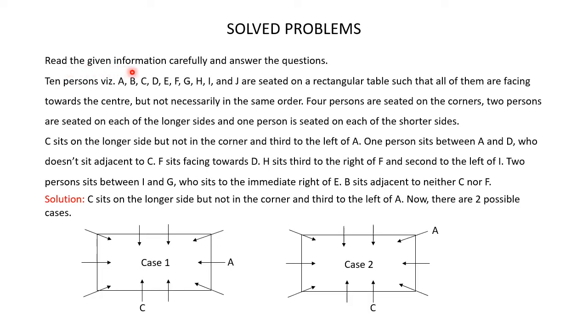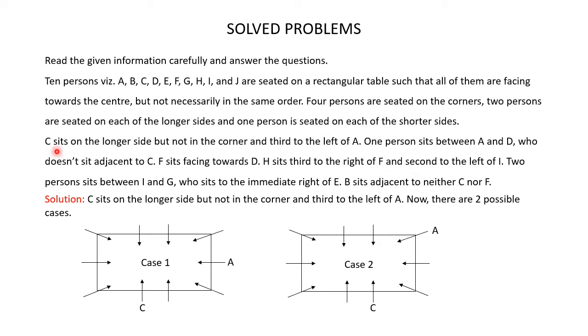Read the given information carefully and answer the questions. 10 persons, namely A, B, C, D, E, F, G, H, I and J are seated on a rectangular table such that all of them are facing towards the center but not necessarily in the same order. 4 persons are seated on the corners. 2 persons are seated on each of the longer sides and 1 person is seated on each of the shorter sides.